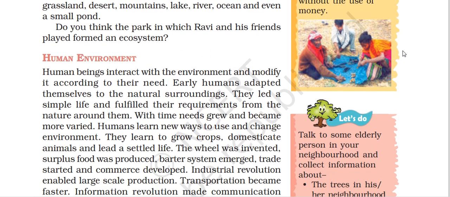Early humans adapted themselves to their natural surroundings. They led a very simple life and fulfilled their requirements from the nature around them. With time, needs grew and became more varied. Humans learned new ways to use and change the environment. They learned to grow crops, domesticate animals, and lead a settled life.